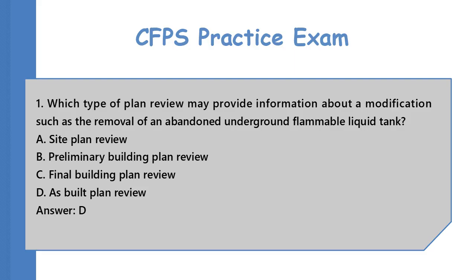One. Which type of plan review may provide information about a modification such as the removal of an abandoned underground flammable liquid tank? A. Site plan review. B. Preliminary building plan review. C. Final building plan review. D. As-built plan review. Answer: D.